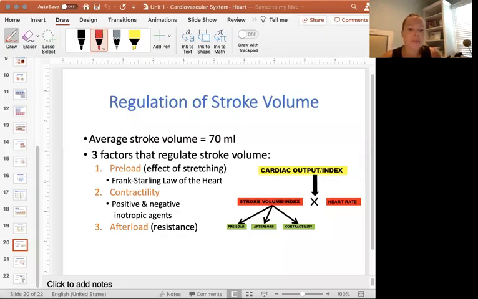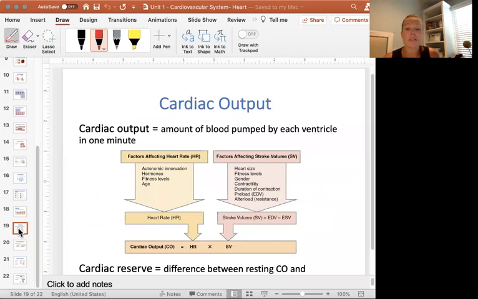Hi, this week we are discussing the heart in AMP2, and this is a little mini lecture on cardiac output and stroke volume, preload and afterload.